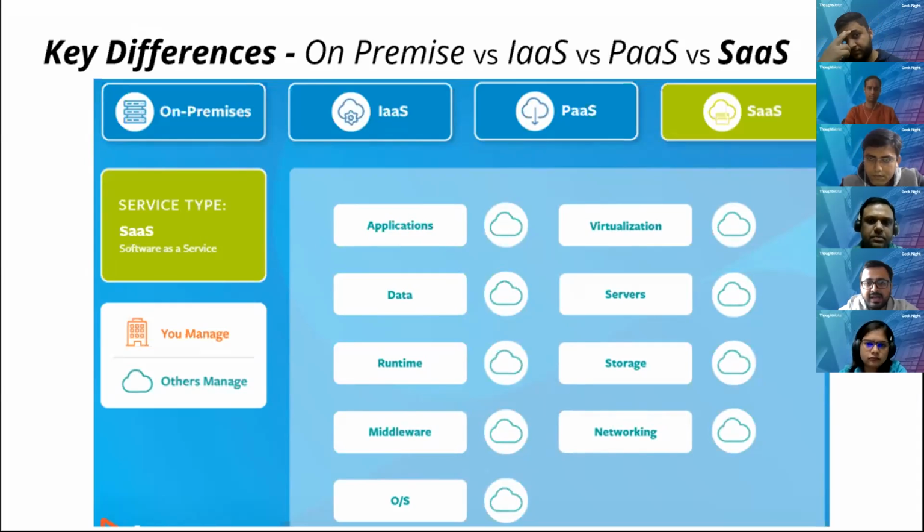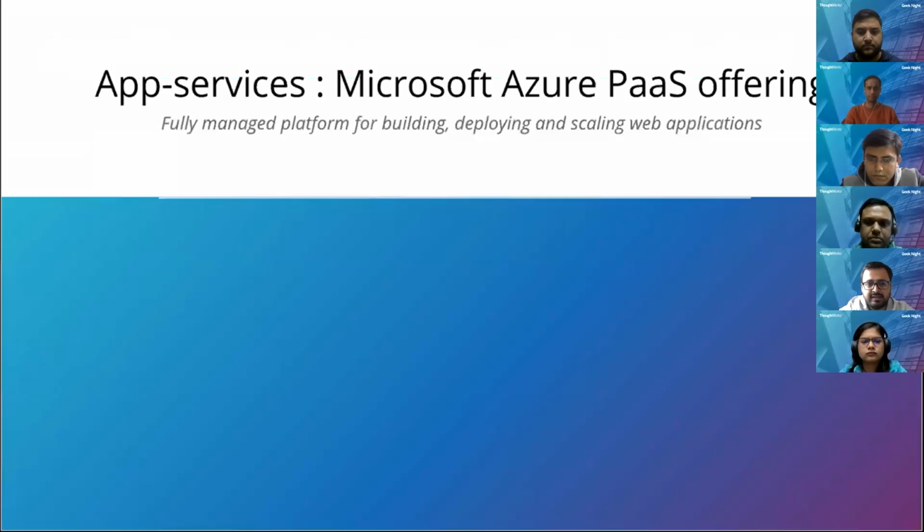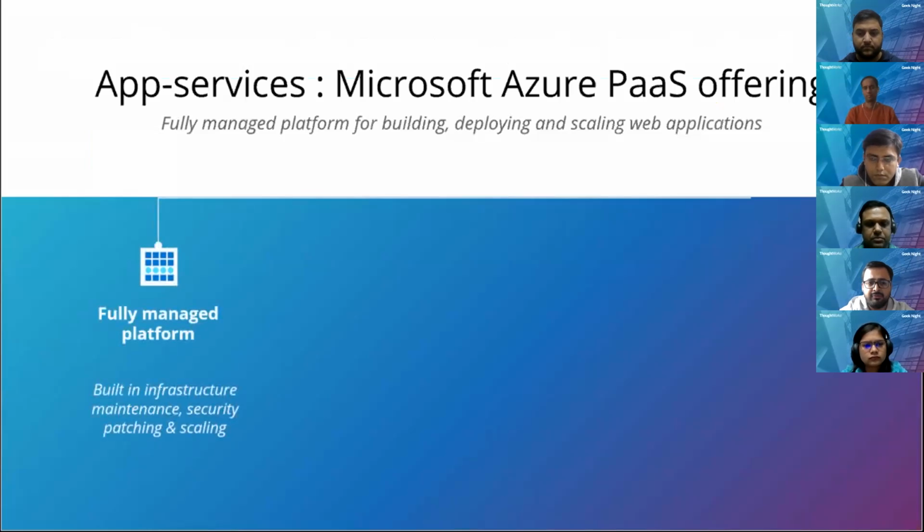Now, as we had mentioned, App Services from Microsoft Azure is a platform as a service provided by Azure, and it is one of the leading ones. Let's understand what the various characteristics of an App Service are. It is like a fully managed platform. You can use the built-in infra maintenance, security patching and scaling, all those features of App Service and use it for your own benefit.